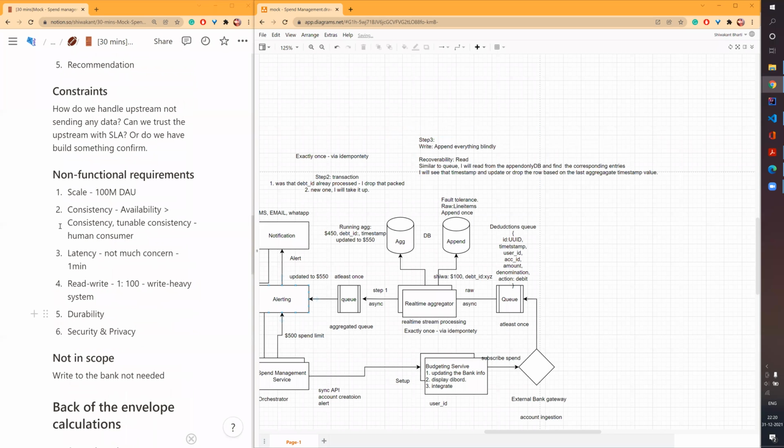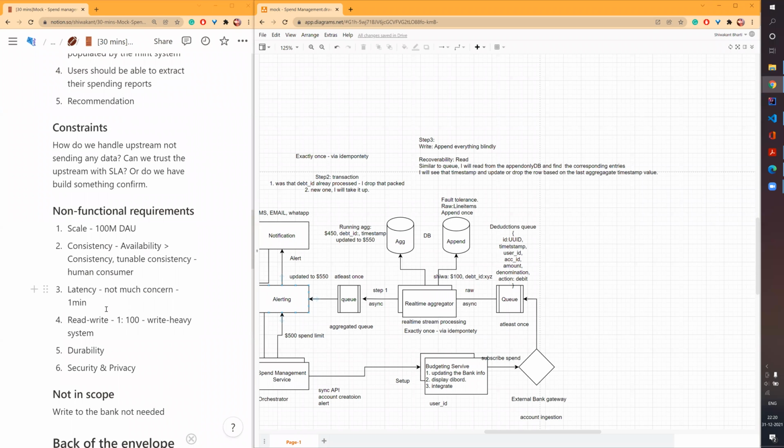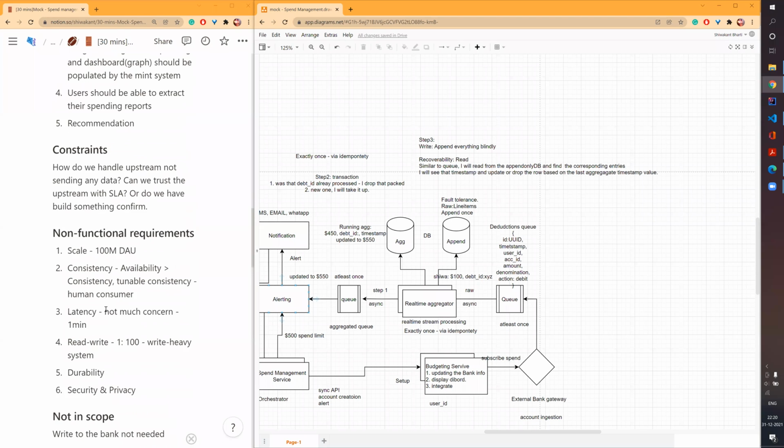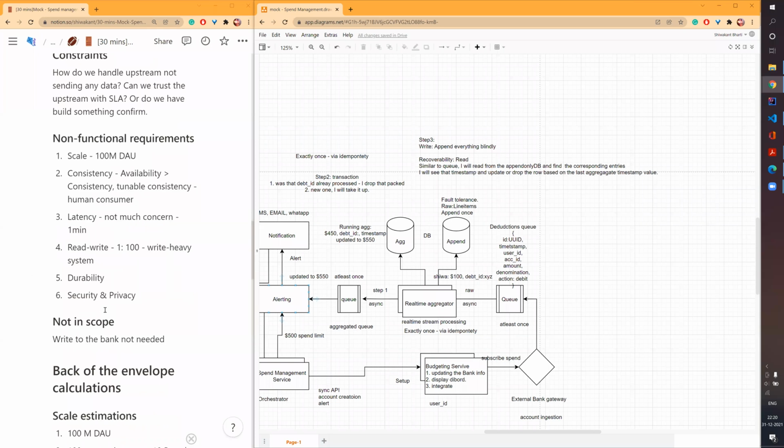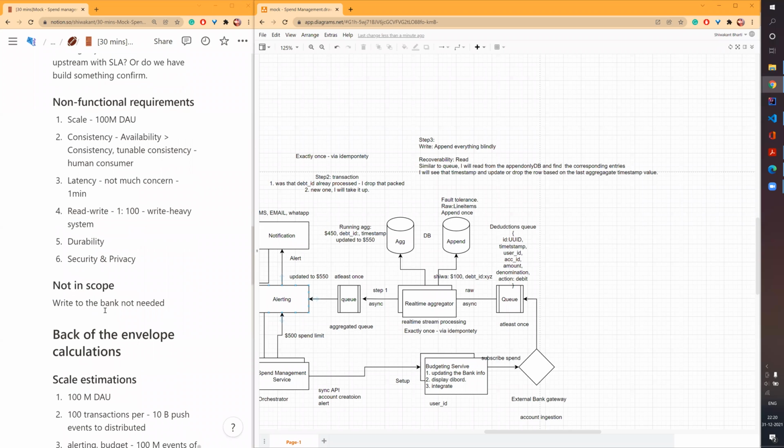so this is definitely useful, I'm seeing. Maybe I will try to cover it up. Let's see. I'll move on to the non-functional part. The very first thing is scale. Here we are looking at 100 million daily active users, and consistency versus availability.